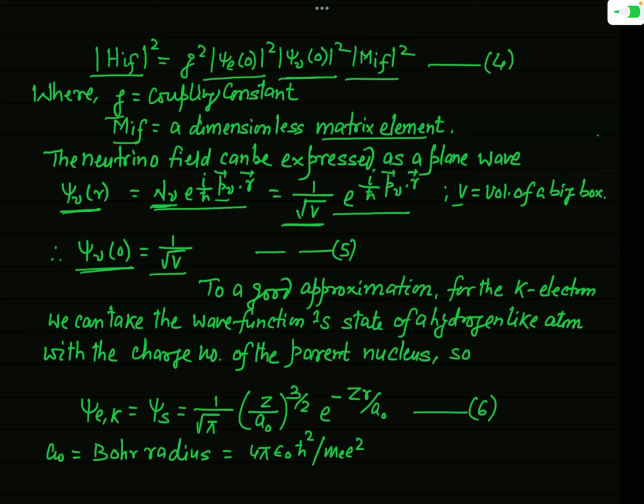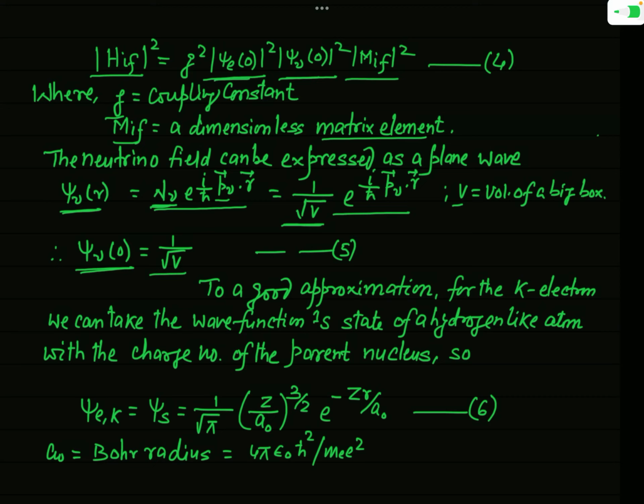Now we will calculate the value of psi e of 0. As I have told you earlier, the electron wave function in this case is different from that in case of beta decay. Because in beta decay, you have seen that the electron wave function is a plane wave. Why? Because just like the neutrino, the electron is also created and emitted from the nucleus.